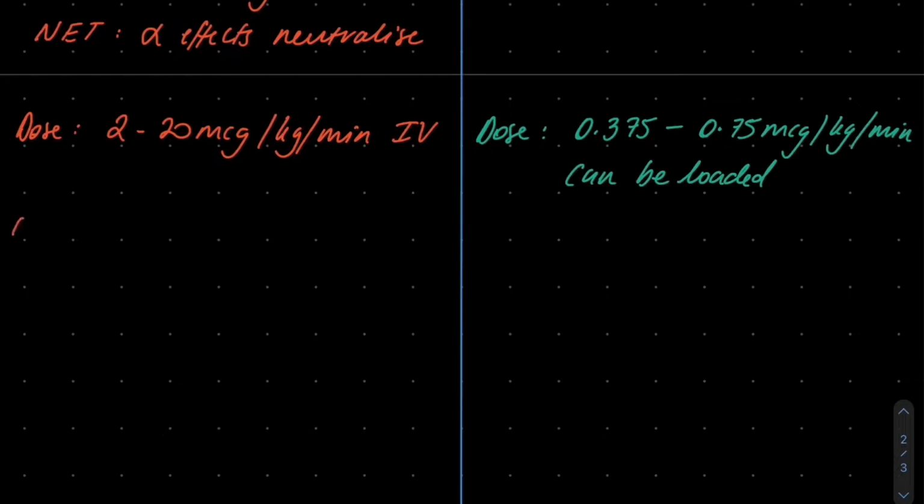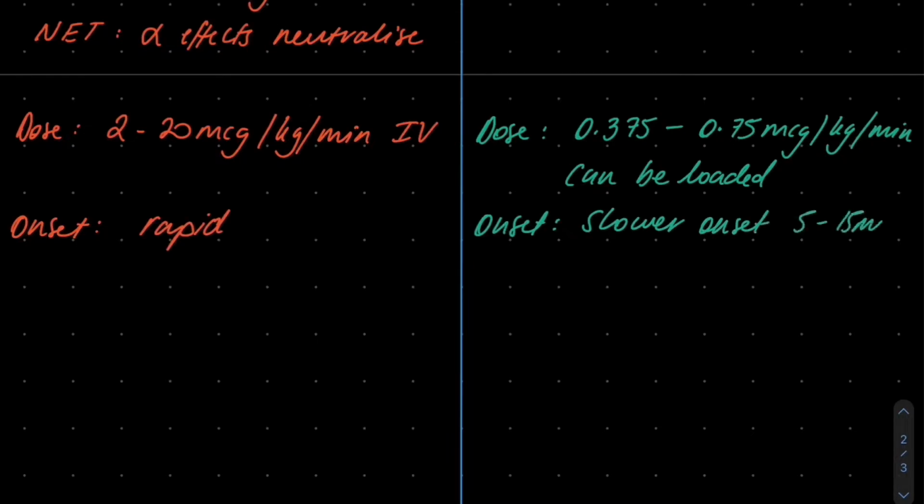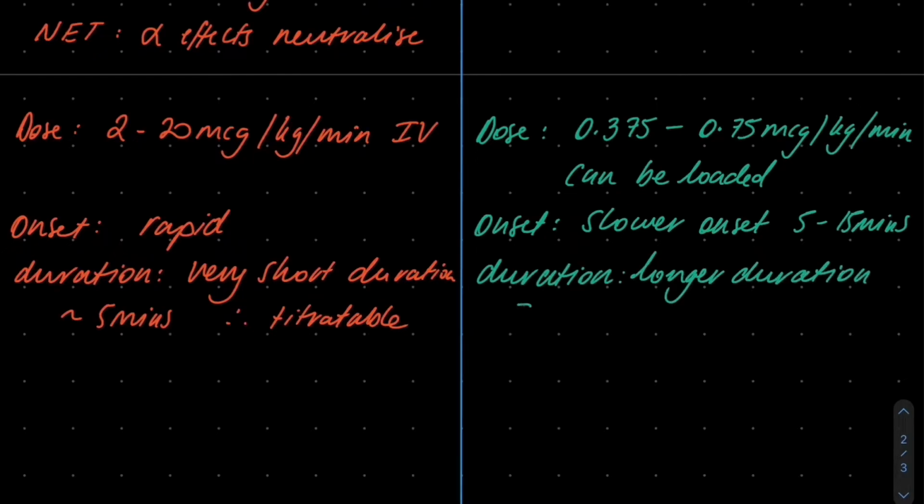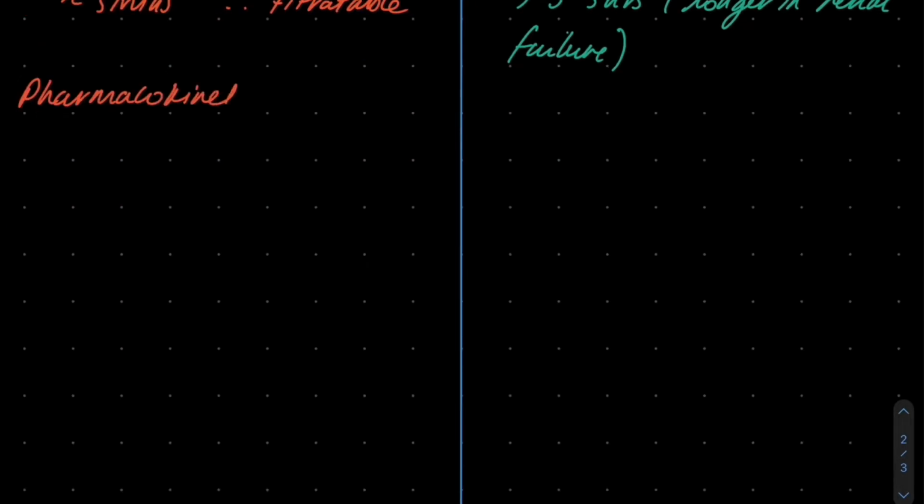The onset for dobutamine is quite rapid, whereas milrinone has a slow onset of 5 to 15 minutes. The duration of dobutamine is very short, around 5 minutes, and this makes it much more titratable. Whereas the duration for milrinone is longer, in the realm of 3 to 5 hours, and this is prolonged in renal failure.